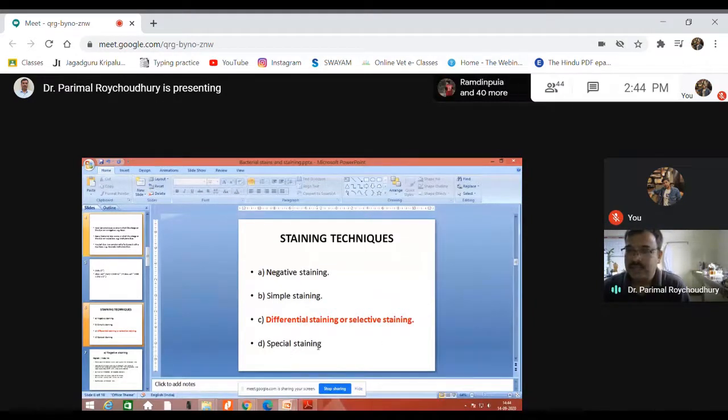And lastly, comes the special staining. Some staining techniques we adopt to demonstrate metachromatic granules or volutin granules present in the cytoplasm of certain kinds of bacteria, which is diagnostically important. Not only that, you have learned about the endospore forming bacteria. We can demonstrate them by this kind of staining technique. The location of endospores is also important in identification of bacteria. So these staining techniques we are going to discuss.